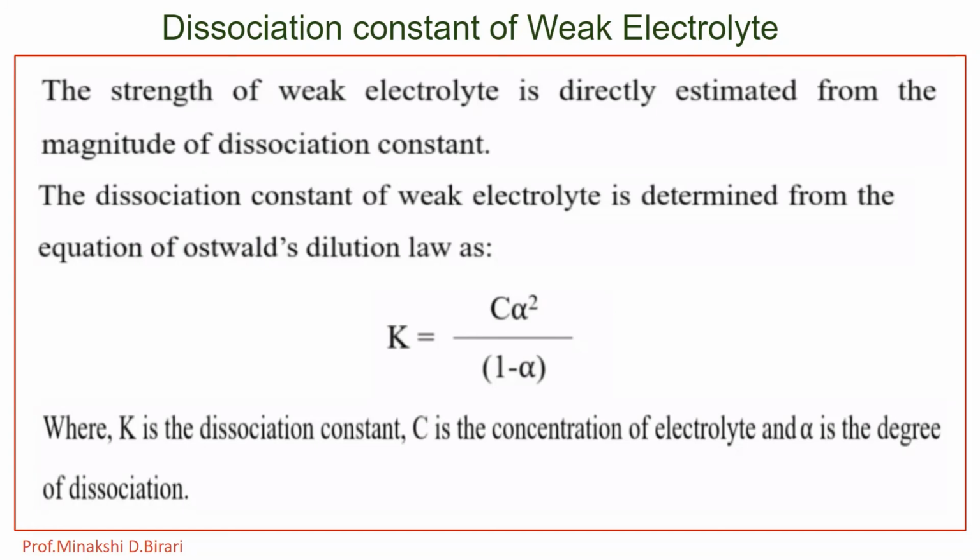The strength of weak electrolyte is directly estimated from the magnitude of dissociation constant, and the dissociation constant of weak electrolyte is determined from the equation of Ostwald's dilution law. It is given by this expression K equals C alpha square divided by 1 minus alpha, where K is the dissociation constant, C the concentration of electrolyte, and alpha is the degree of dissociation.